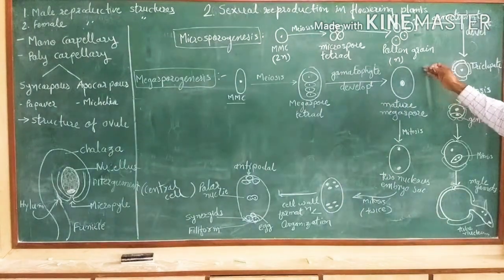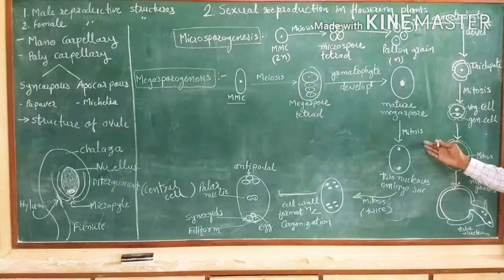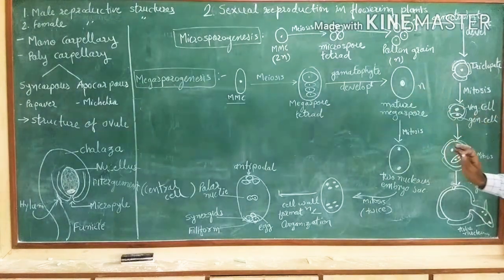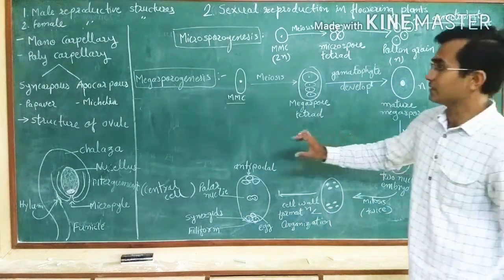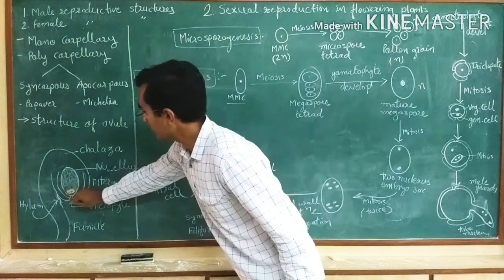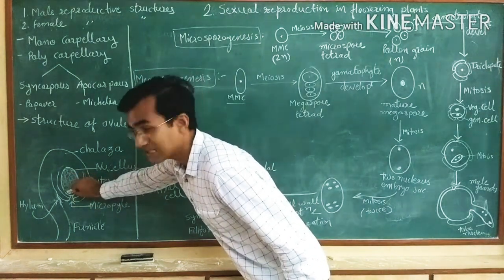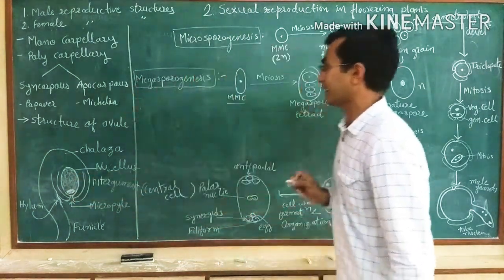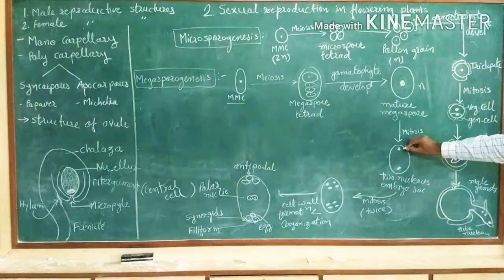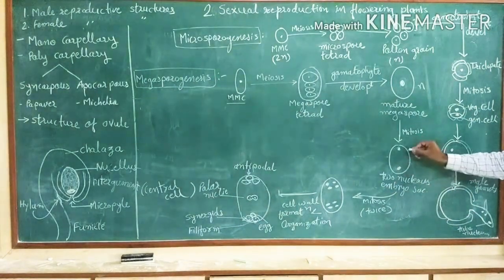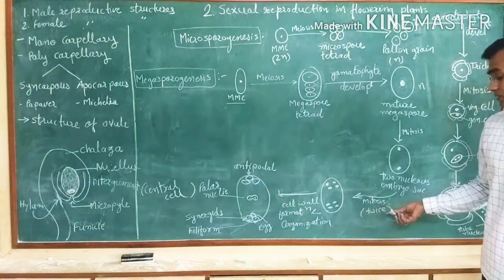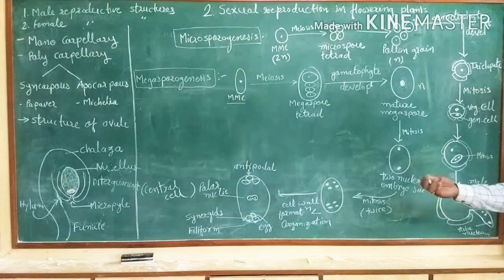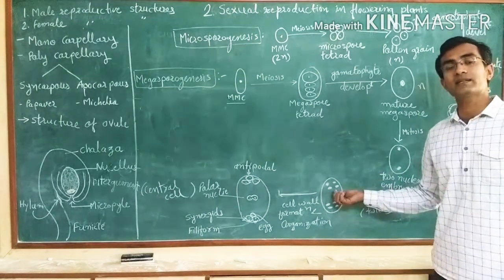So from the megaspore mother cell to the mature megaspore formation is called megasporogenesis. The megaspore will follow mitosis and will form 2 haploid nuclei. If you see this one, this is the chalazal end and this is the micropylar end. So one nucleus will go to the chalazal end, and one will go to the micropylar end. Now again mitosis will take place 2 times and it will form an 8-nucleate stage.